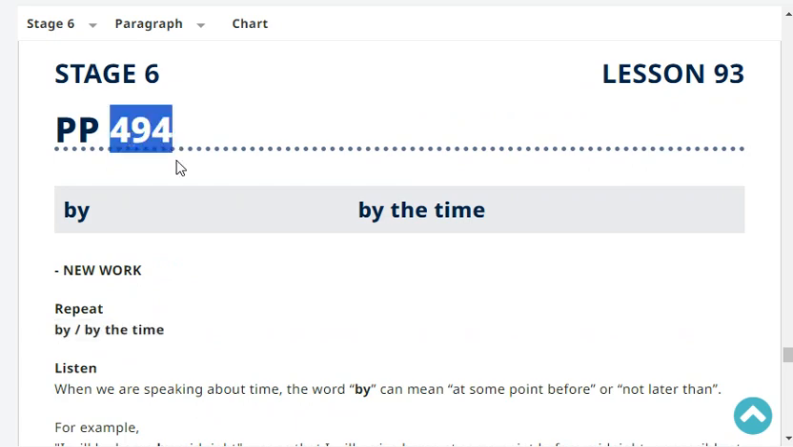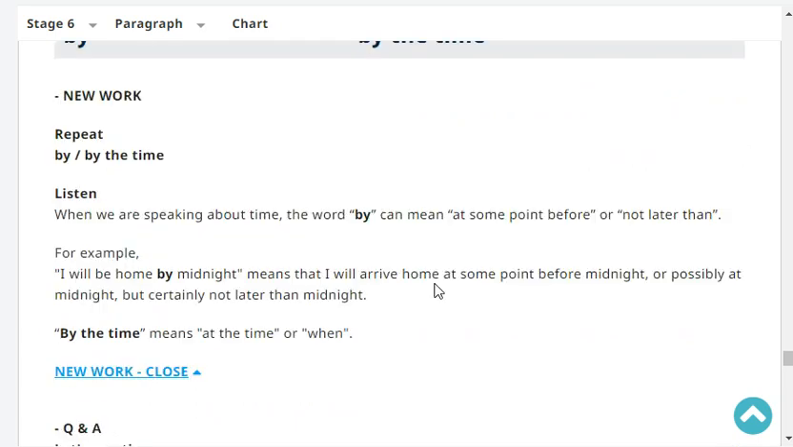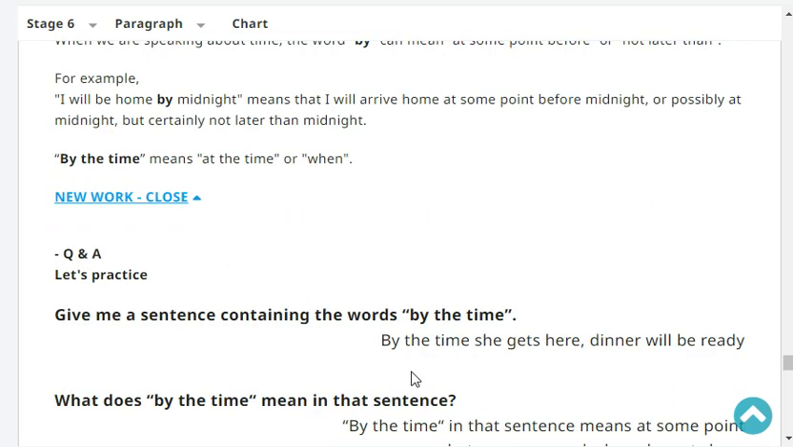Okay, listen. When we are speaking about time, the word "by" can mean at the same point before, or at some point before, or not later than. For example, I will be home by midnight. It means that I will arrive home at some point before midnight, or possibly at midnight, but certainly not after or later than midnight. When we say "by the time", it means at the time or when.